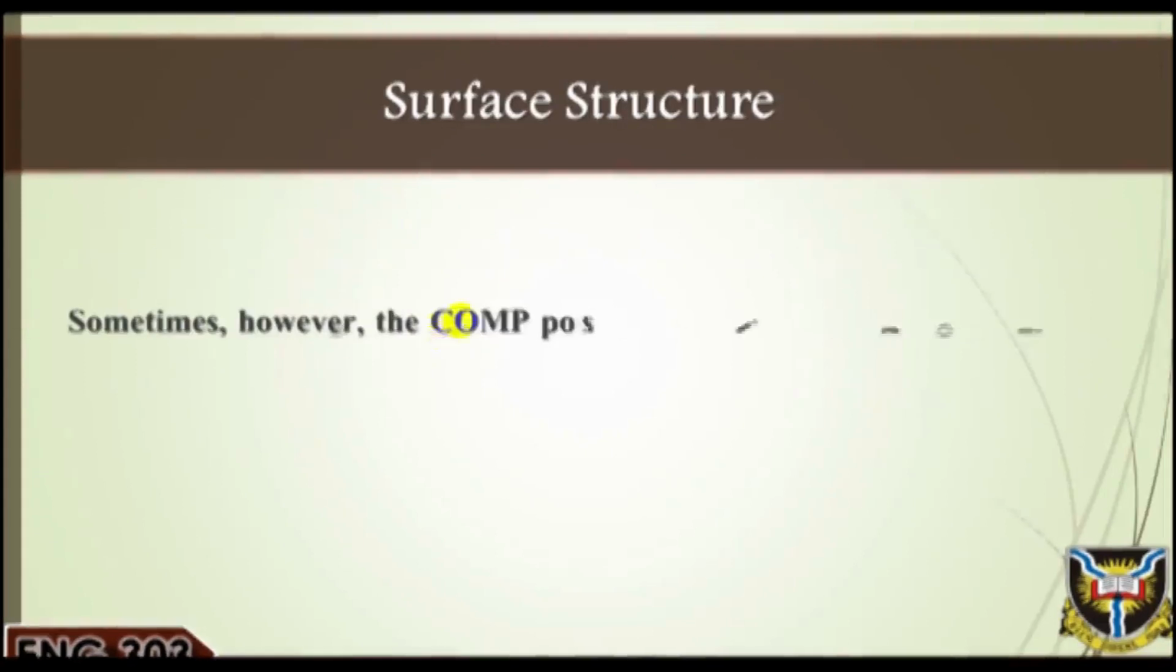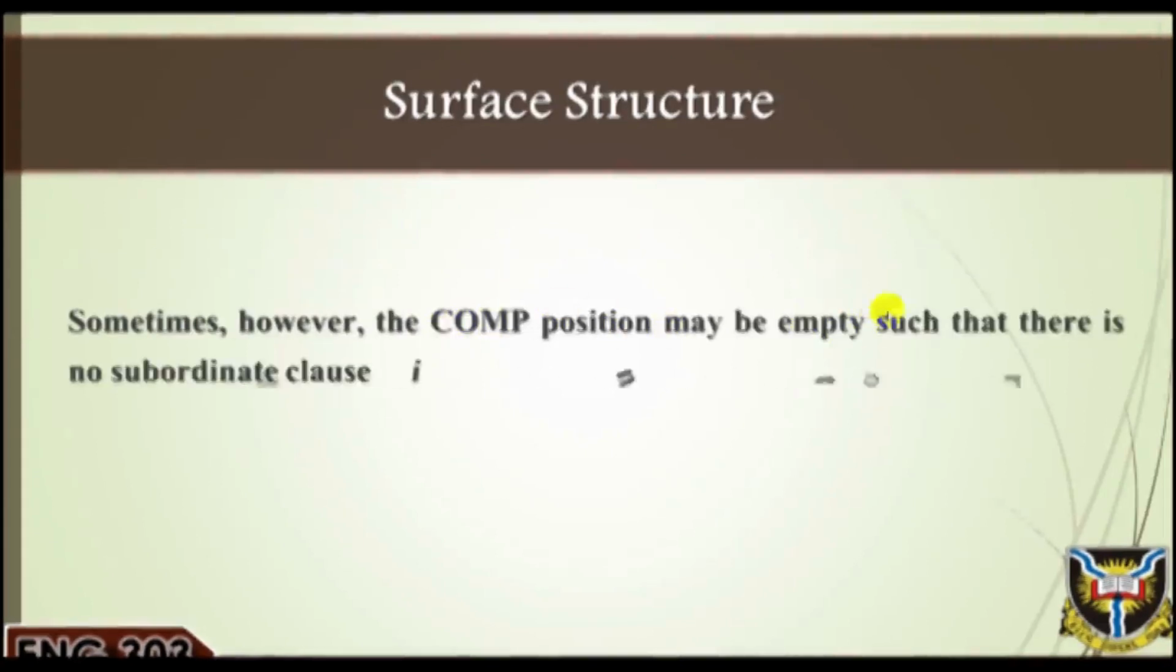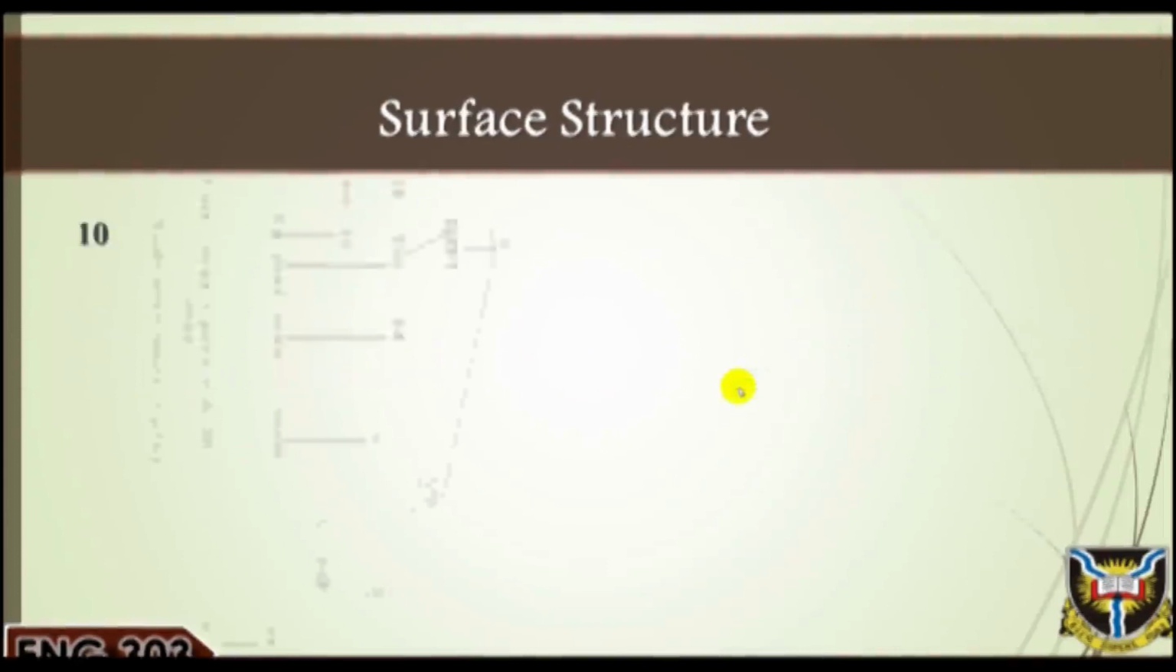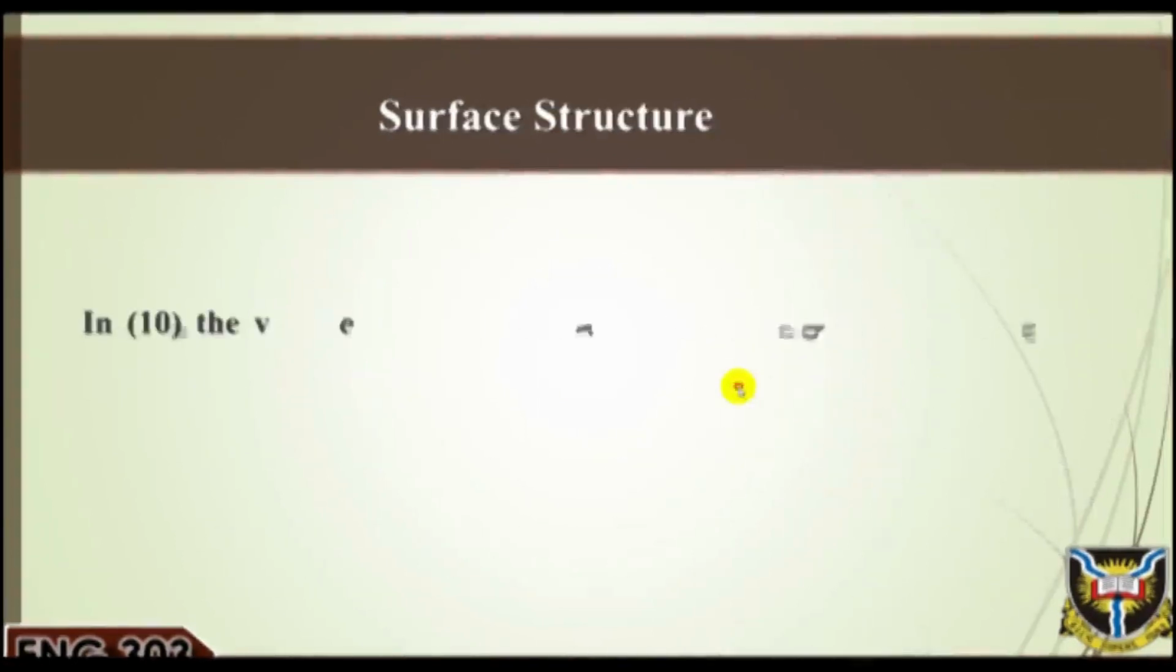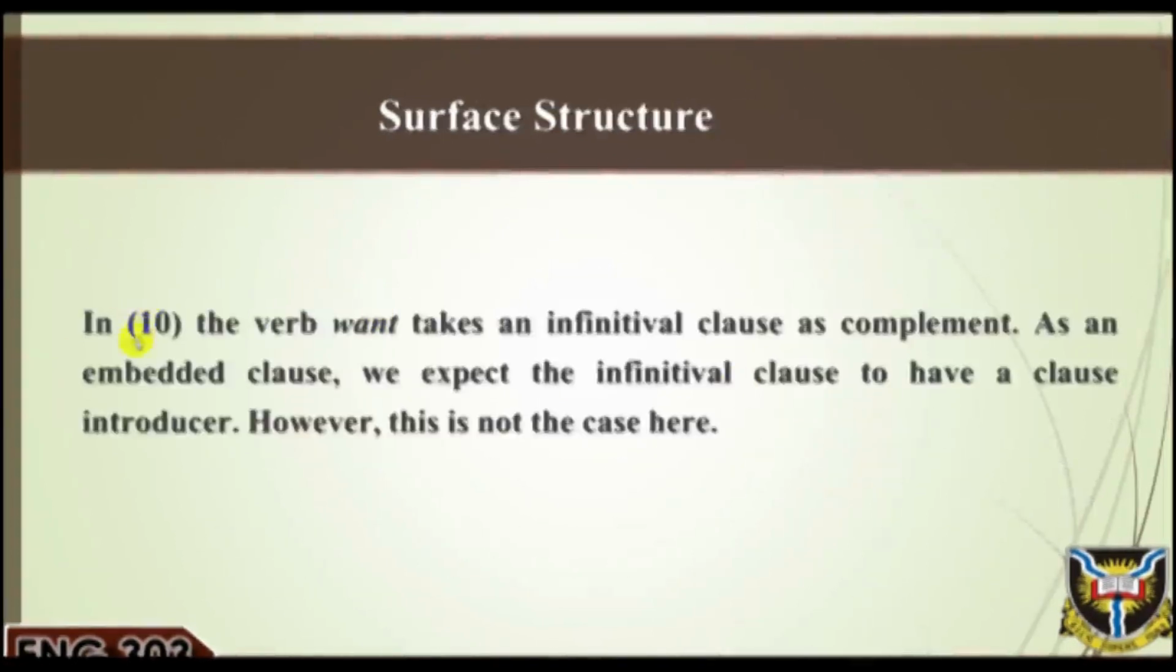Sometimes, however, the COMP position may be empty such that there is no subordinate clause introducer in it. Here is an example. In 10, the verb want takes an infinitival clause as complement. As an embedded clause, we expect the infinitival clause to have a clause introducer. However, this is not the case here, except in a few cases.